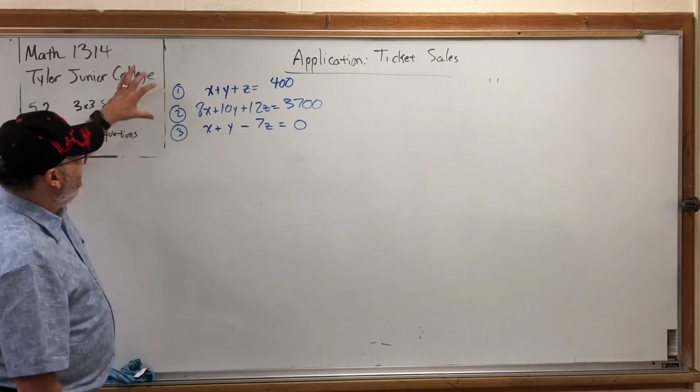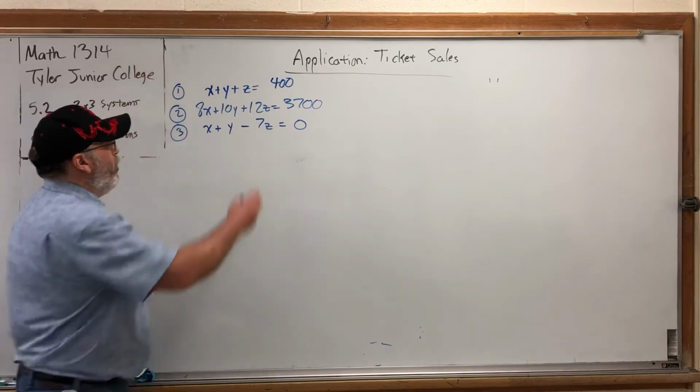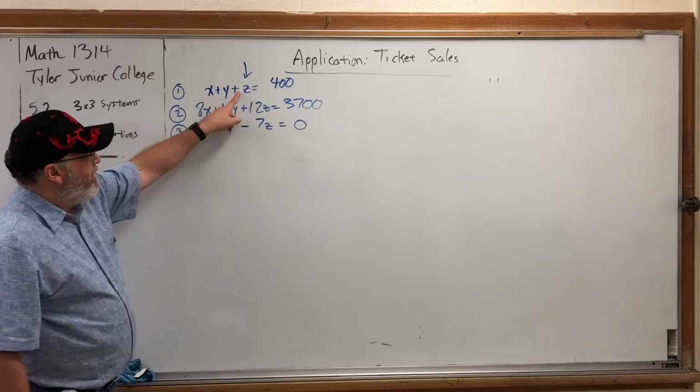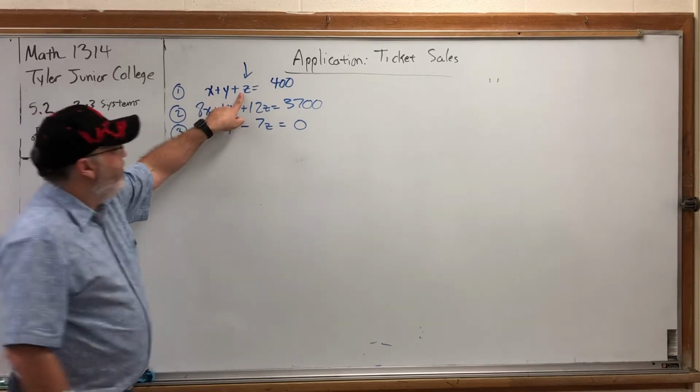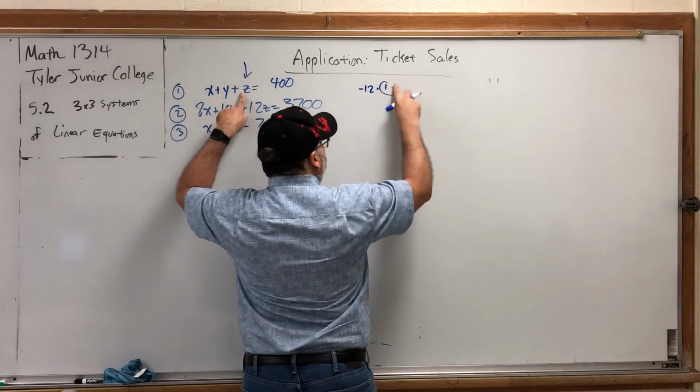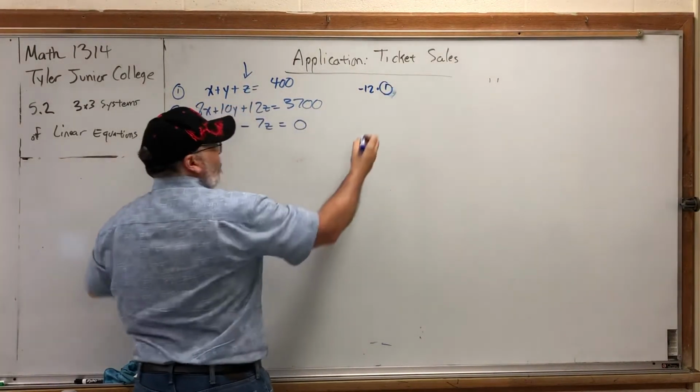So let's start by focusing on equations 1 and 2 with the goal of eliminating z. To make that happen, I would want a negative 12 in front of this z. So as a consequence, I'm going to multiply negative 12 times the first equation. And I'm going to leave the second equation alone.